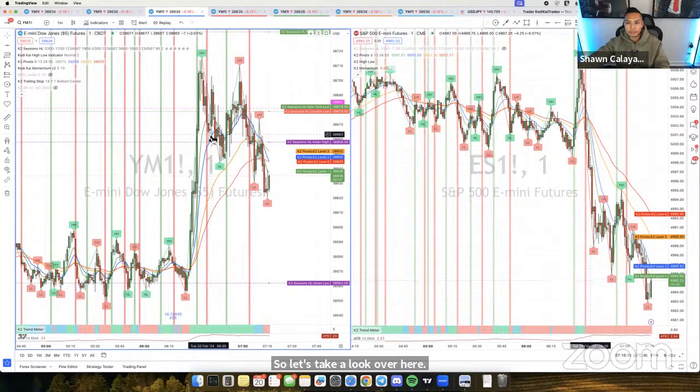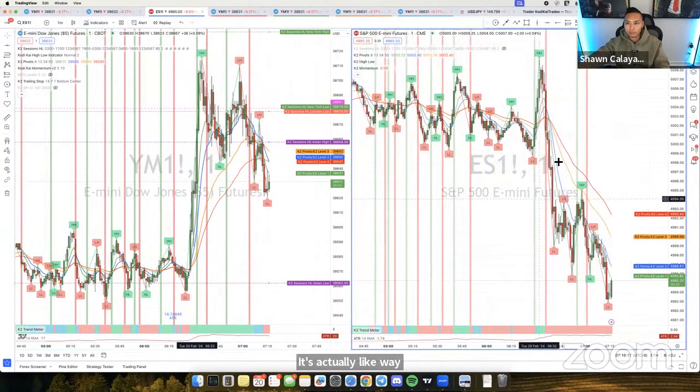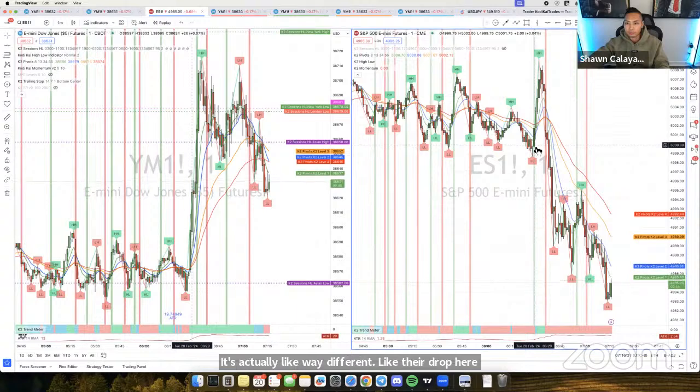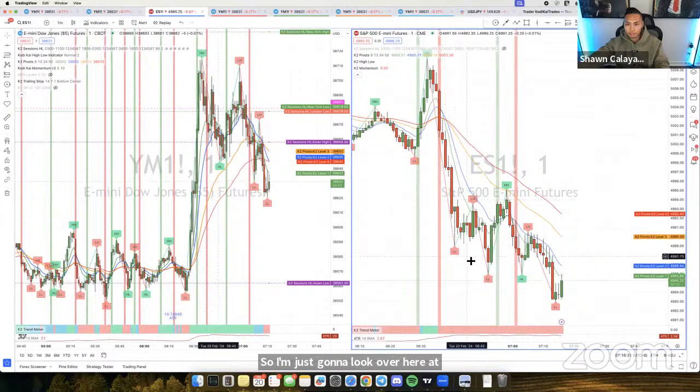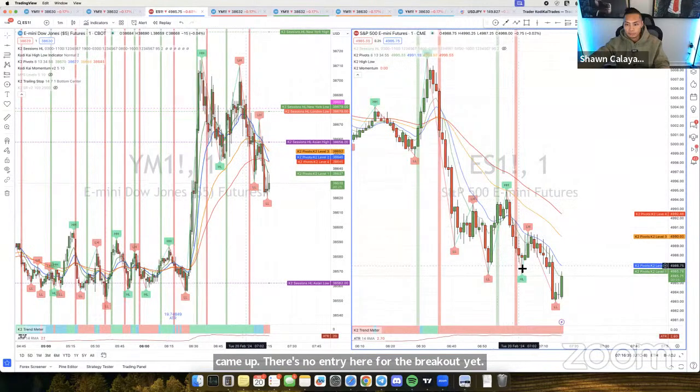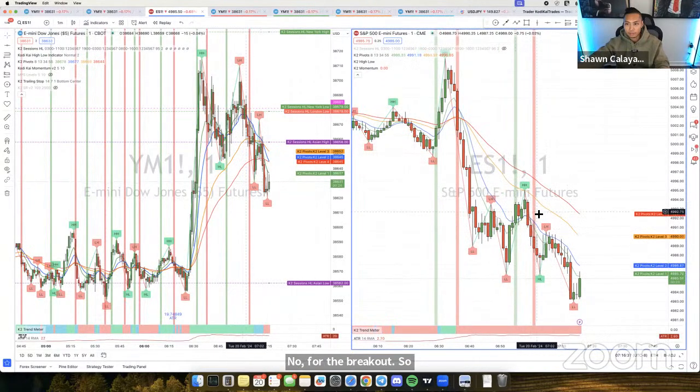It's actually way different. Their drop here was so huge compared to... So I'm just going to look over here at ES to see if the entry would have come up. There's no entry here for the breakout yet. No entry for the breakout. So there's actually no entry here for the breakout yet for ES.